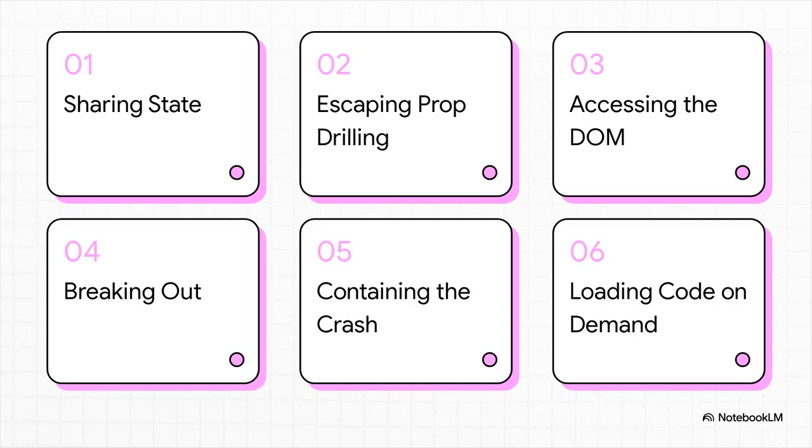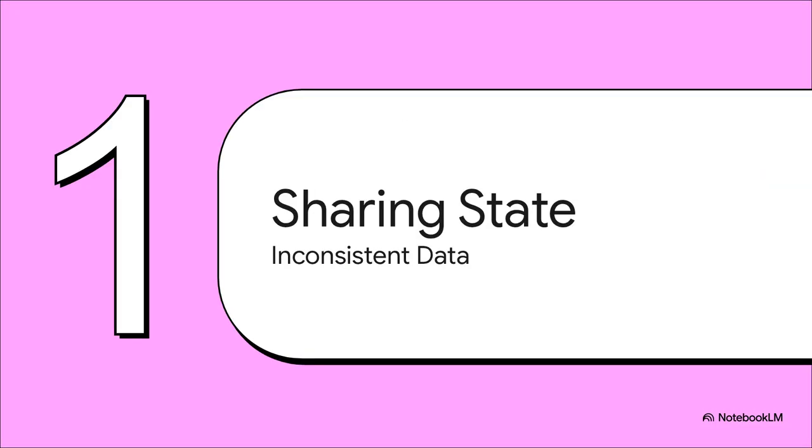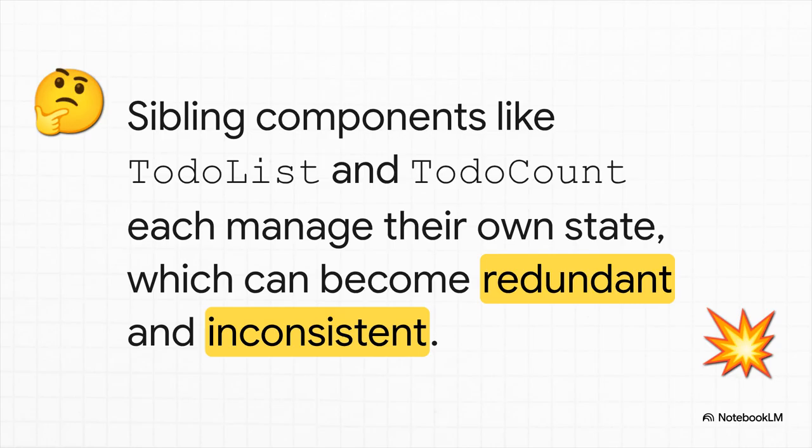Okay, first up, a classic React headache, keeping your data in sync. So you've got 2 sibling components, right? They both need the same piece of information. How in the world do you make sure they're always on the same page? Just imagine this. You've got a todo count component, and it's proudly displaying 5 tasks. But the todo list right next to it only shows 4. That's the kind of bug that drives developers absolutely nuts. And it's all because they each have their own copy of the state, and they've fallen out of sync.